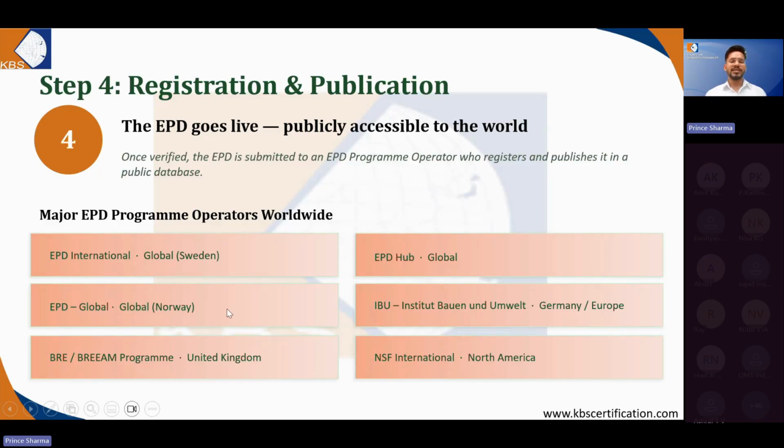So there are majorly two types of program operator worldwide. The first one is the global program operator, and the second is a regional program operator. If we talk about EPD Egypt, that is a local program operator, right? And if we talk about the global, then EPD International is there. EPD Hub is a global program operator. And if we talk about BRE, the BREEAM program, that is for the UK. So this is the kind of picture that we have in terms of the program operators.